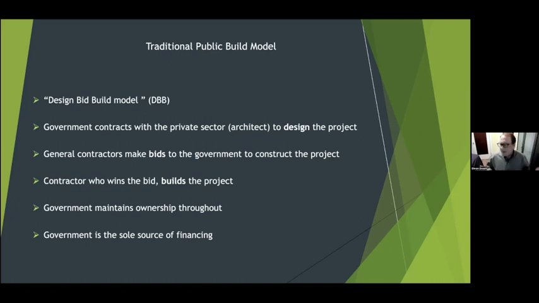The government maintains ownership throughout the process. It obviously maintains and continues to operate the school once it's built, and the government is the sole source of financing. So that's how we've traditionally built public infrastructure in Canada.